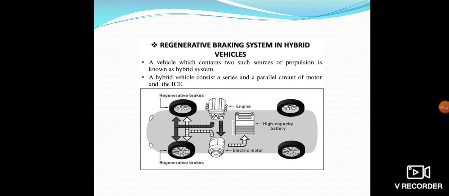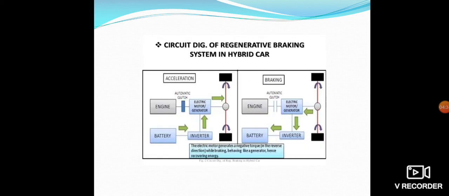And the regenerative brake system is basically of two types: first, in hybrid vehicles, and second, in electric vehicles. The circuit diagram of a regenerative brake system in a hybrid car is: the engine is connected with the motor, and the motor is connected with the main drive.